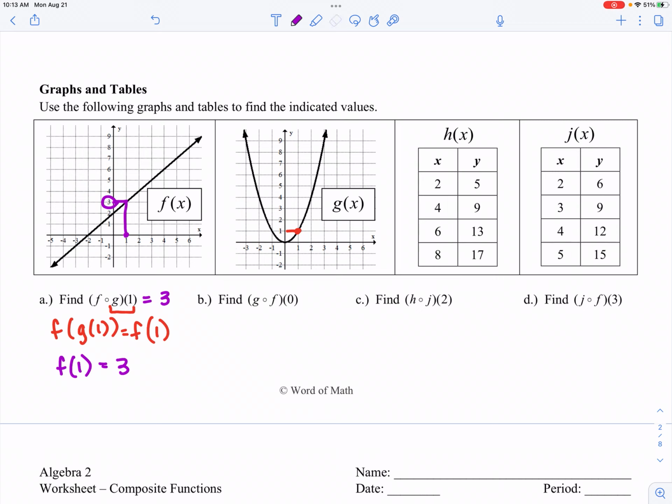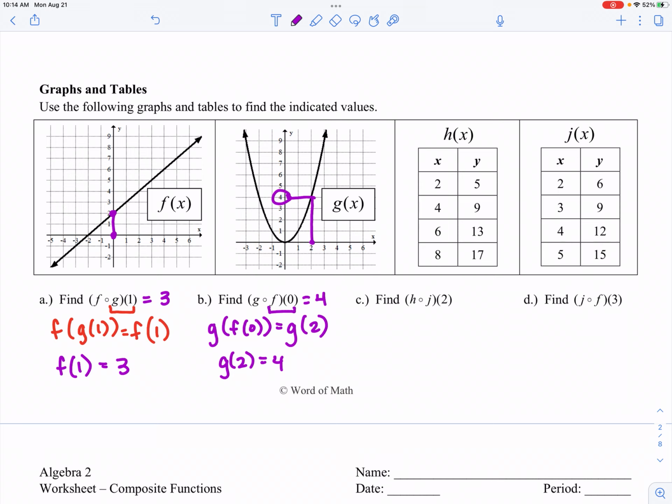Finding g of f of 0, so we're going to start with our inside function. So we're looking for f of 0 first. So at 0, my y value is 2. So g of f of 0 is equal to g of 2. And now we go to our g function. And at 2, we go up to our parabola. And the y value there is 4. So g of 2 is 4. Therefore, g of f of 0 is 4.